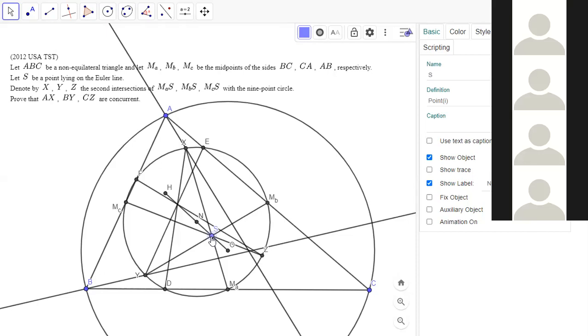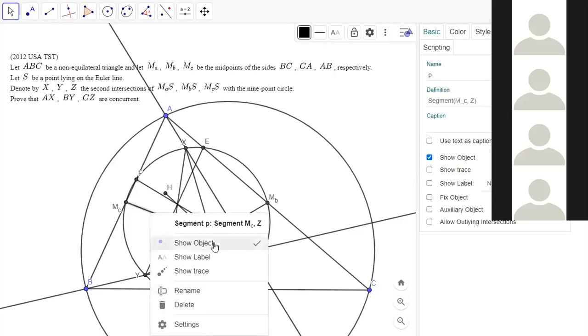Okay, so we use Steinbart's theorem. And if we can show that those three concur, so EY, FZ, and DX, then that solves the problem. The Steinbart theorem is just like you prove it with Ceva's theorem, but with the trigonometric version. So there are going to be calculations.